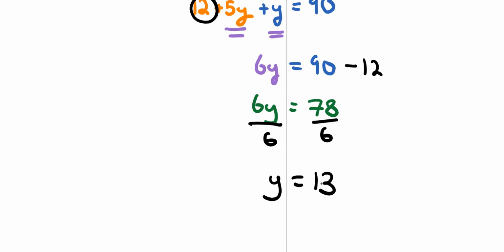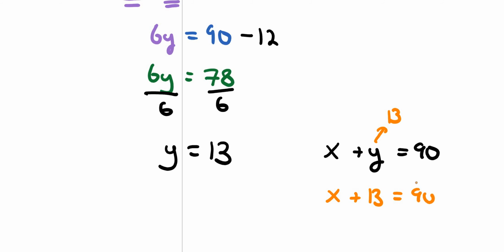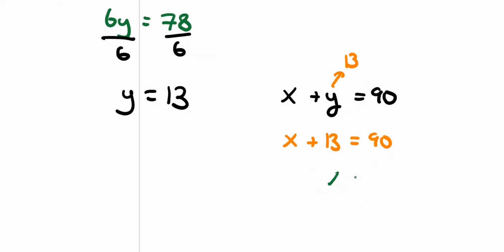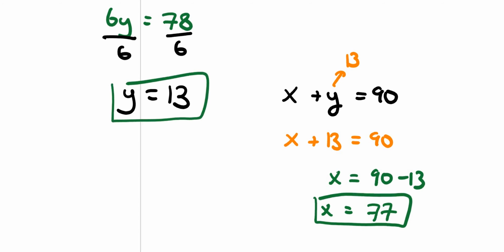Okay, so I guess the smaller angle is 13, and we know that the first equation is x plus y equals 90, right? So since y is going to be 13, this is the same thing as x plus 13 equals 90. Then you can subtract 13 from both sides. So 90 minus 13 is going to be 77. So the bigger angle is 77 degrees and the smaller angle is 13 degrees. Okay, good work.